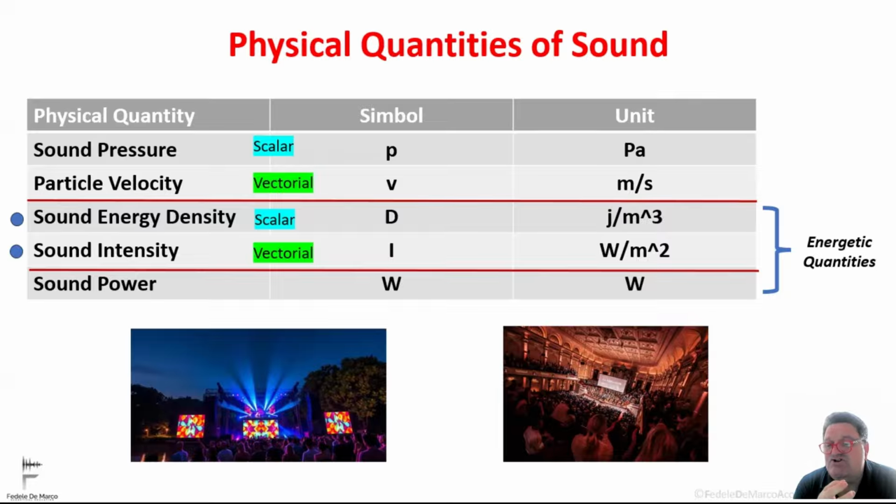Also for energy density and intensity, we have in total four quantities, not two, because energy density is a scalar quantity. Intensity instead is a vector, so it has three components. Again, Ix, Iy, Iz.